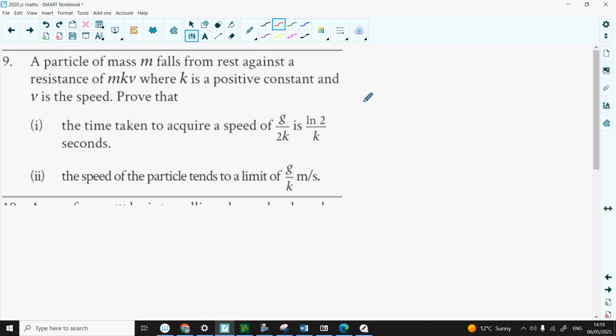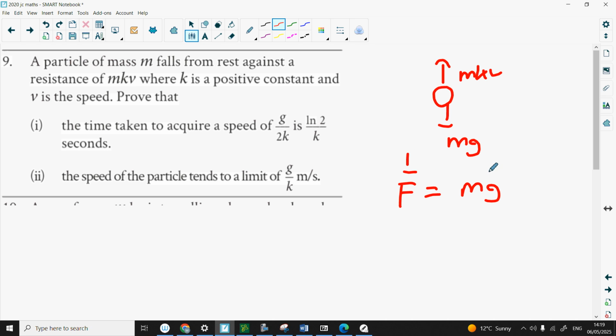Question 9. What we said is the particle is undergoing acceleration by gravity, mg, and resistance, mkv, which means its net force is mg going down minus mkv going up. Then we turn the F into ma, and we then said ma, and then we turned a into g minus kv.